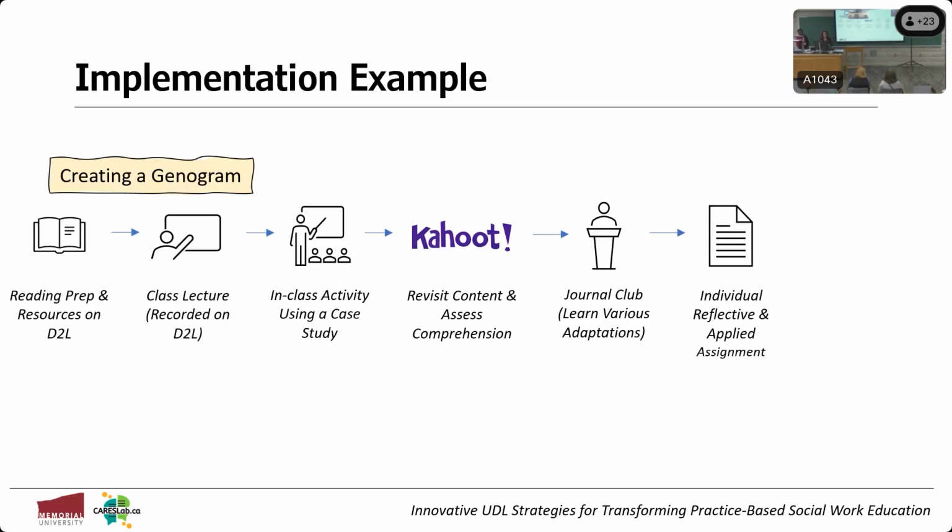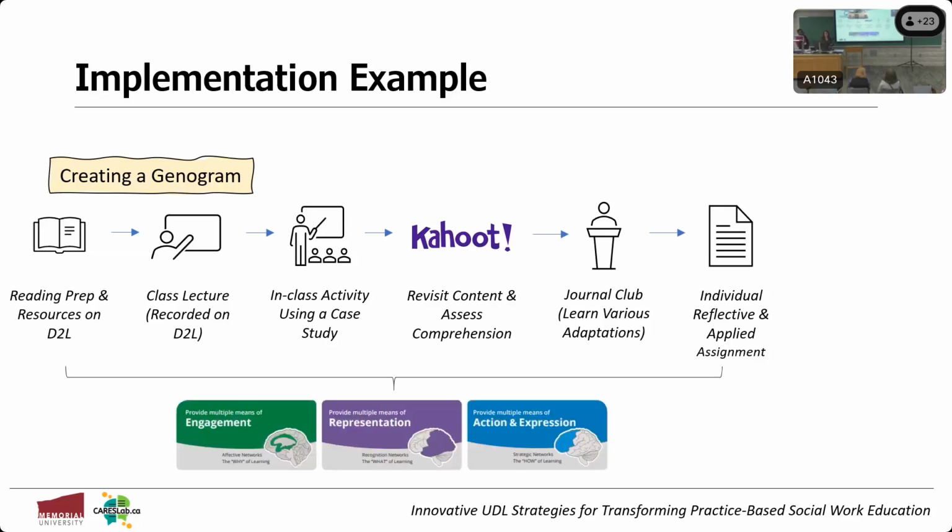We have a journal club activity where students teach us about how to create a genogram with diverse populations and adapt it to the field. And then finally, they have an individual reflective and applied assignment where they are applying the genogram to their own life as a reflective exercise. So these activities are designed in a way that incorporates the UDL CAST guidelines. So unfortunately, I don't have time to go through how each of these match with the principles, but we are able to clearly connect them to the specific principles under each guideline.